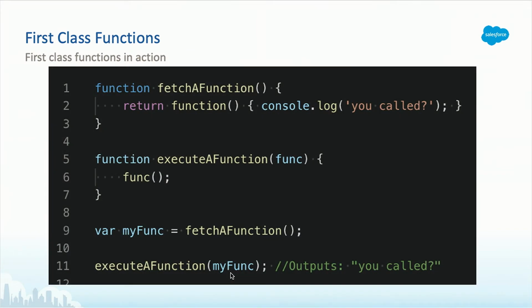So here's an example of first-class functions in action. We have a function here called fetchAFunction, and all it does is return another function which just logs the text "you called". I also have a function called executeAFunction that accepts a parameter and then calls that parameter as a function. So whatever is passed into that function, it just executes it. So I call fetchAFunction, and it stores the result in the variable myFunc. Now the value of myFunc is a reference to that function. I pass that to executeAFunction, which then executes it, thus outputting "you called".